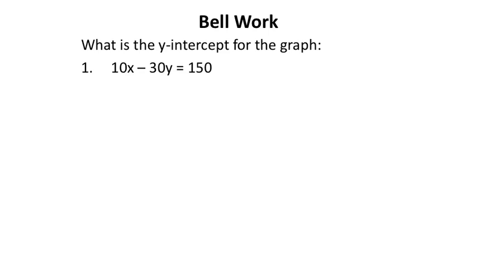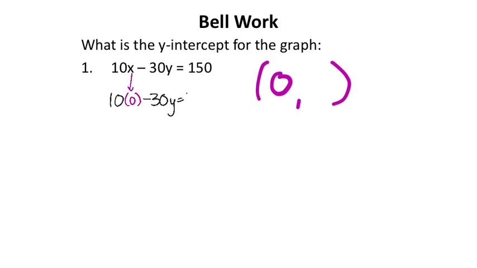All right, for this bell work, it wants the y-intercept. And remember, the unique thing about our y-intercepts is that as an ordered pair, the x value is 0. So, in this equation where it gives me an x, I know I can replace it with 0. Okay, the rest of it, this equation doesn't really change. 10 times 0 now minus 30y equals 15.